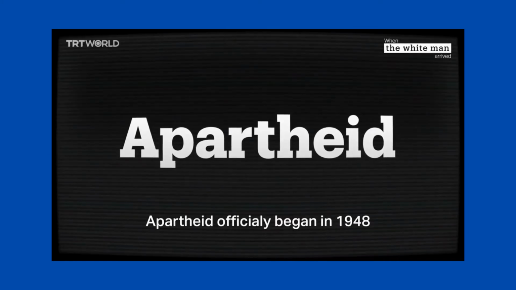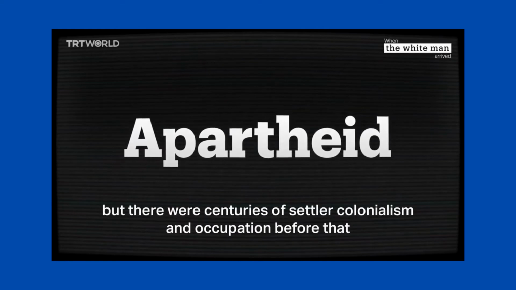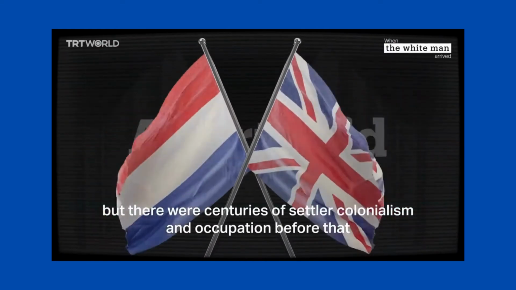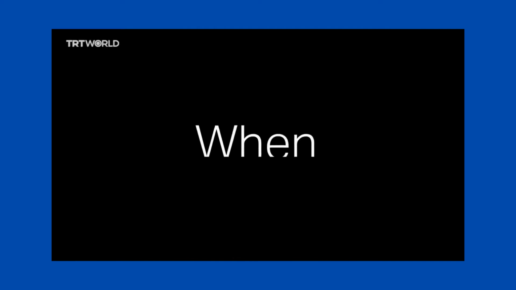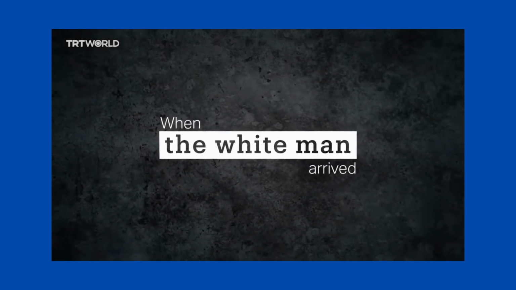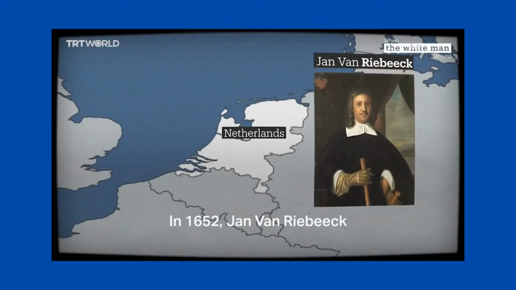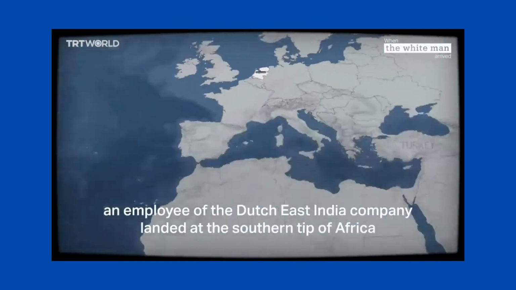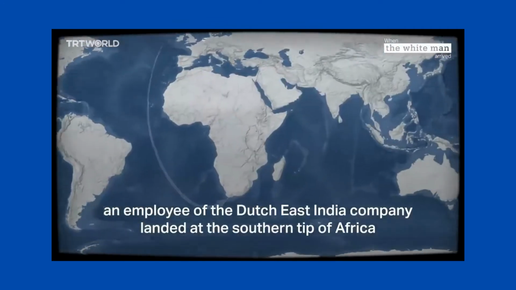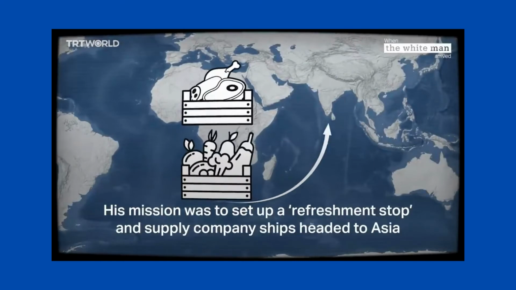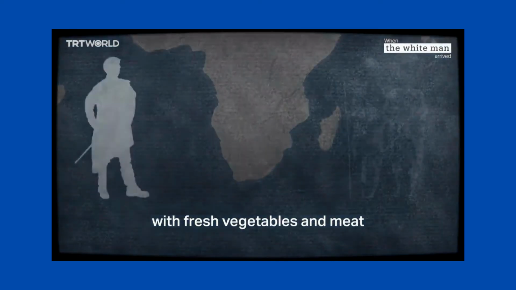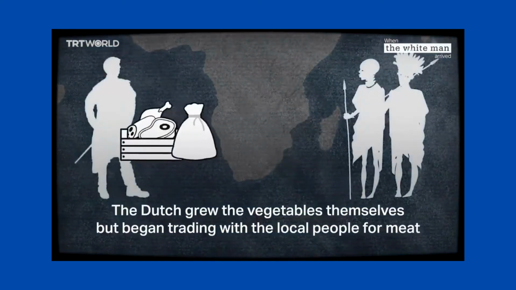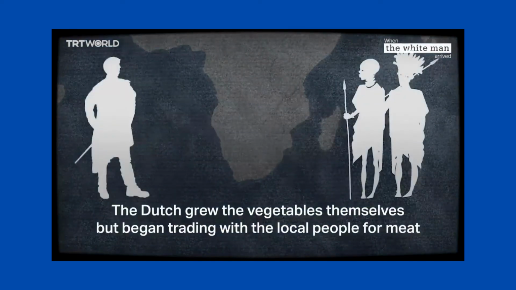Apartheid officially began in 1948, but there were centuries of settler colonialism and occupation before that by two European powers which made it all possible. In 1652, Jan van Riebeck, an employee of the Dutch East India Company, landed at the southern tip of Africa. His mission was to set up a refreshment stop and supply company ships headed to Asia with fresh vegetables and meat.